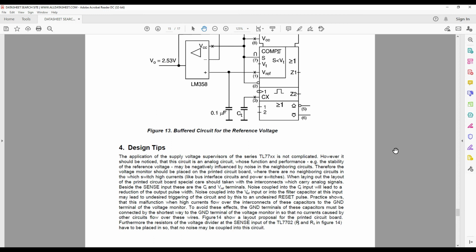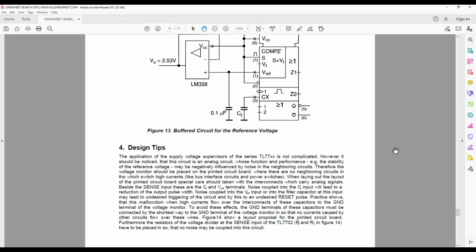When laying out the printed circuit board, special care should be taken with the interconnects which carry analog signals. Besides the sense input, these are the C and VREF terminals. Noise coupled to the C input will lead to a reduction of the output pulse width. Noise coupled into the sense input or into the filter capacitor at this input may lead to undesired triggering of the circuit, and by this to an undesired reset.